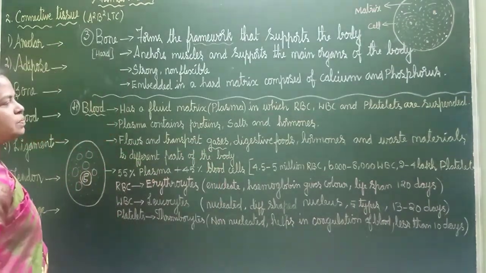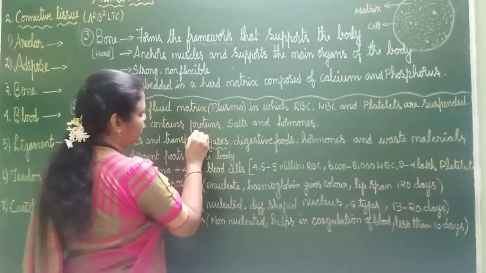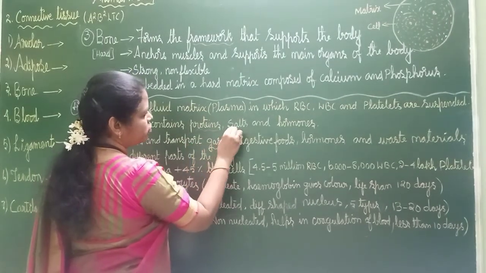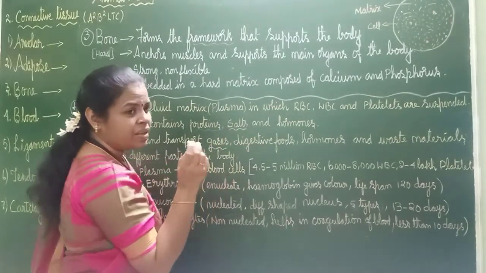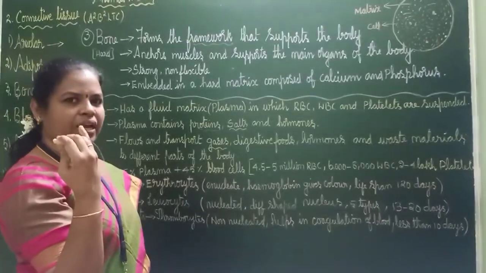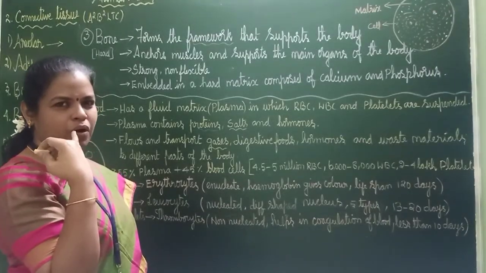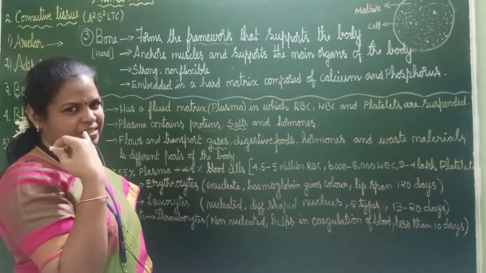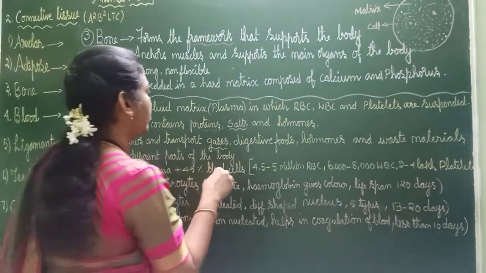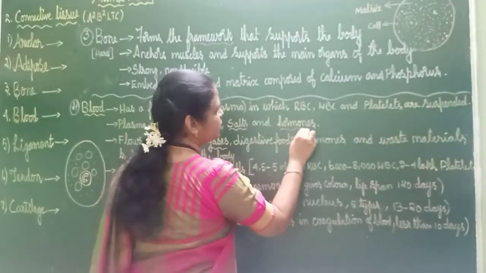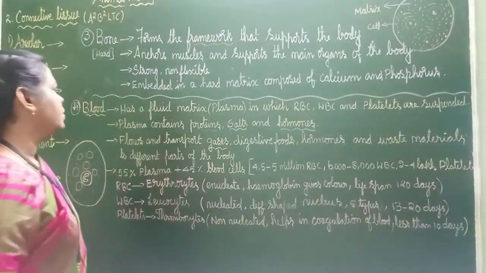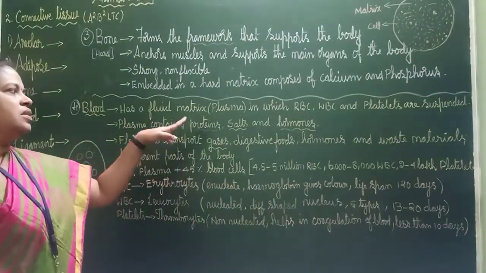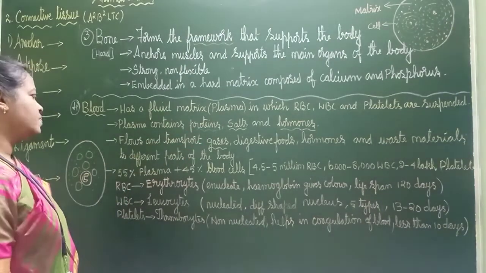In plasma, what are the things? Proteins will be there, salt will be there. That is the reason if something gets hurt in your hand and you keep it in your mouth, how will the taste be? Will it be sweet or salt? Somewhat saltish, no? Plasma contains proteins, salt and hormones.